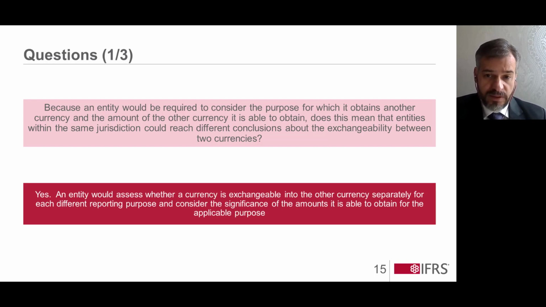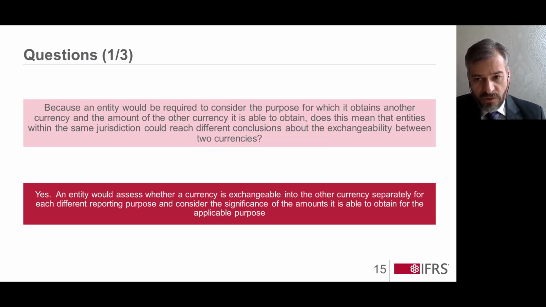However, another company that has a foreign operation within that jurisdiction might not be able to obtain the other currency for the purpose of realizing its net investment in that foreign operation. The company would therefore conclude that the currency is not exchangeable into the other currency for the purpose of translating the results and financial position of its foreign operation. In fact, even companies that assess exchangeability for the same purpose might reach different conclusions regarding the exchangeability of one currency into another currency.